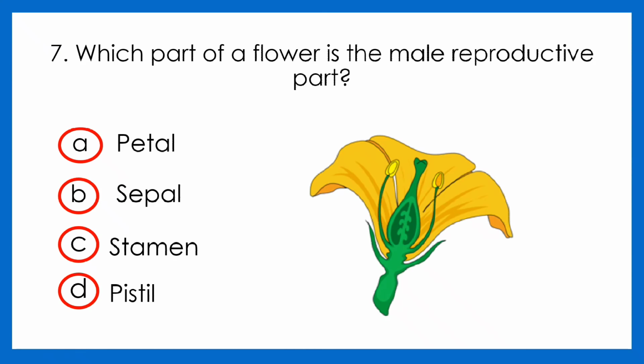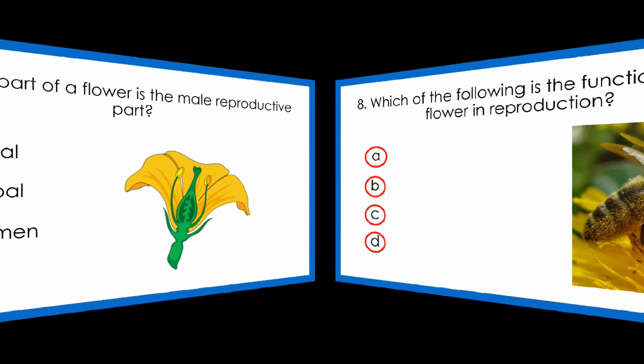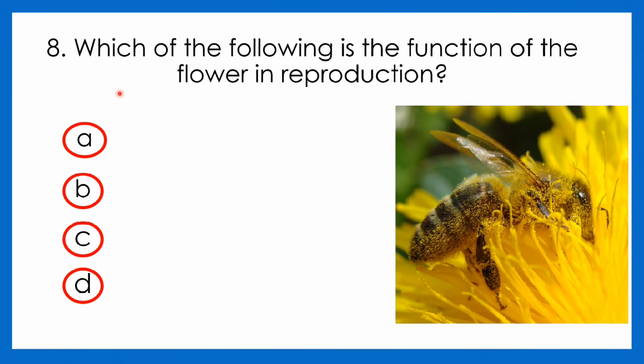Okay, now let's move on to number 8. Okay, you now write your answer on your notebook. 8. Which of the following is the function of the flower in reproduction? Why is it plants have flowers? Which of the following do you think is the function of the flower in the reproduction of a plant? Is it make pollen grains?